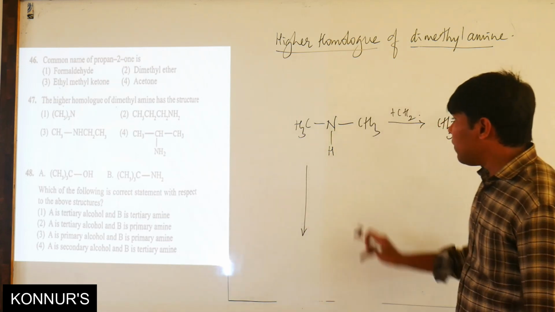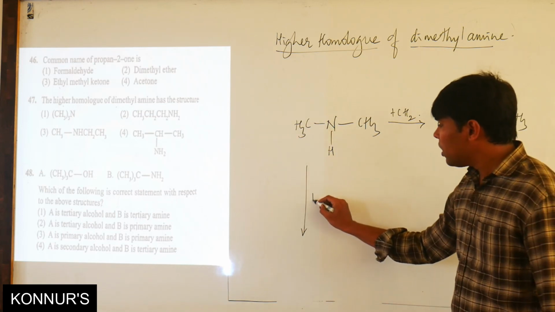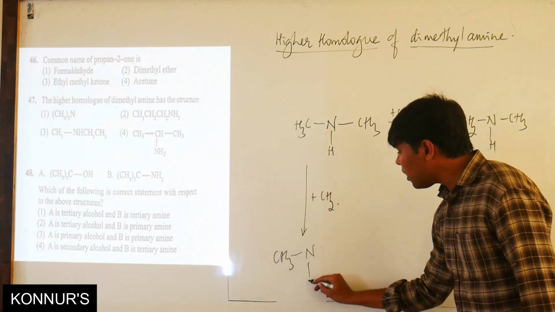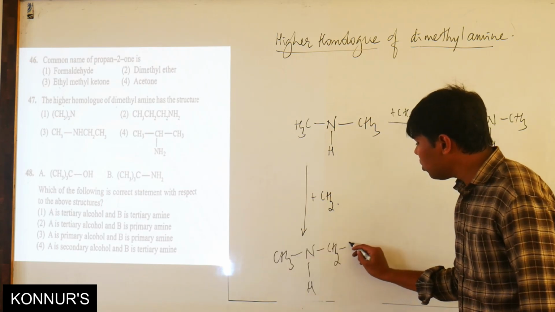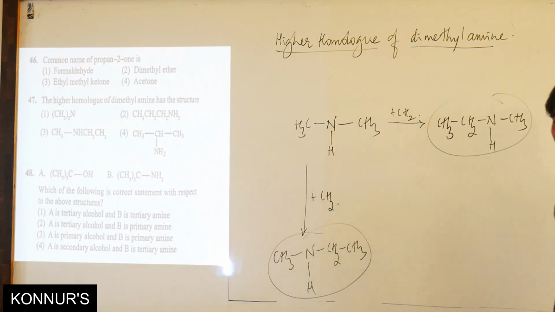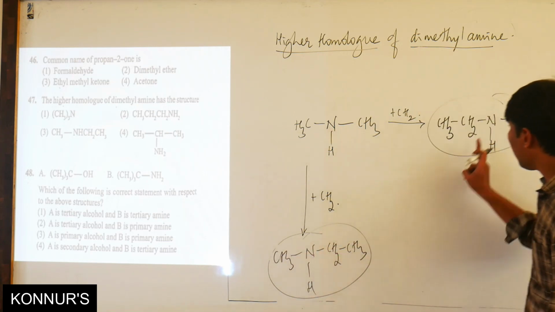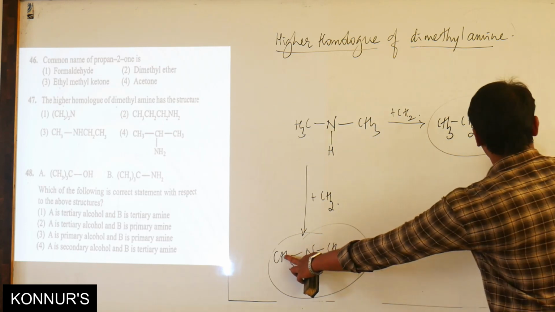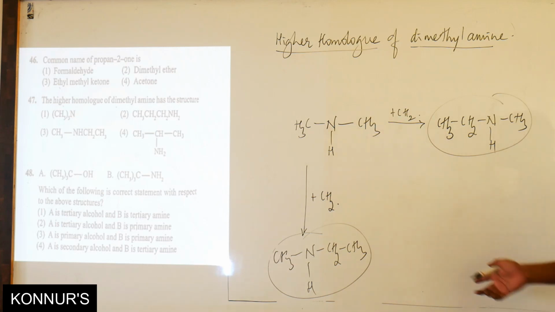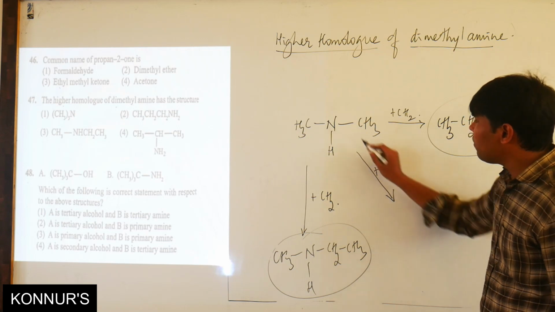One more. If I add the CH2 along this, what happens? Addition of CH2. Now here CH3 is there, N, H, here CH2, here CH3. These both compounds are same. See, nitrogen is bonded to methyl one side, ethyl one side, and hydrogen. Here also nitrogen is bonded to methyl one side, ethyl one side, and hydrogen. Both are same.